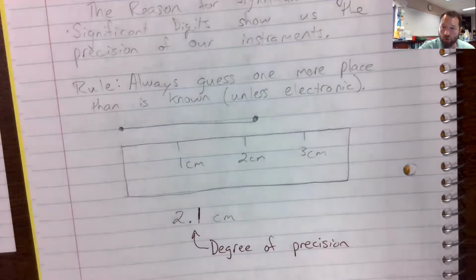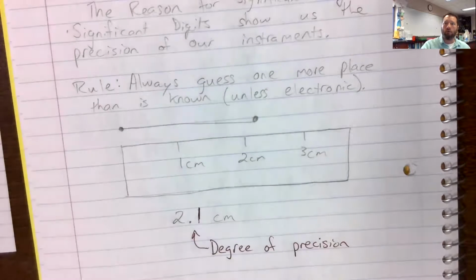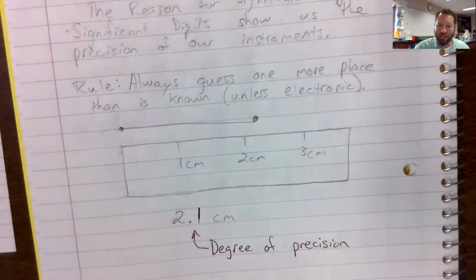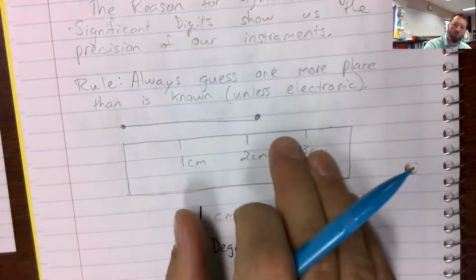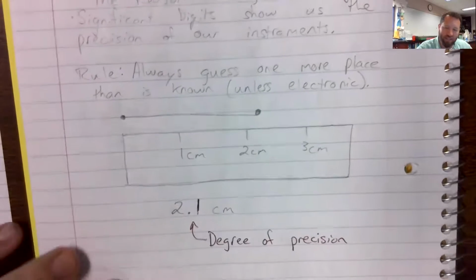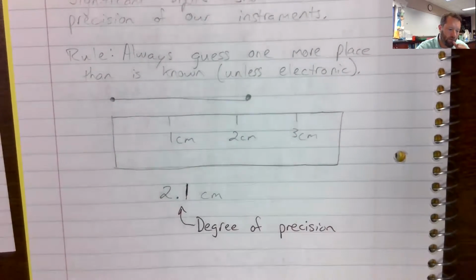If you saw a recording that said 2.4567 centimeters, you'd know, wow, they used a really precise instrument to get that recording. You have to go a lot of little points in between these centimeters to get that good of a recording.